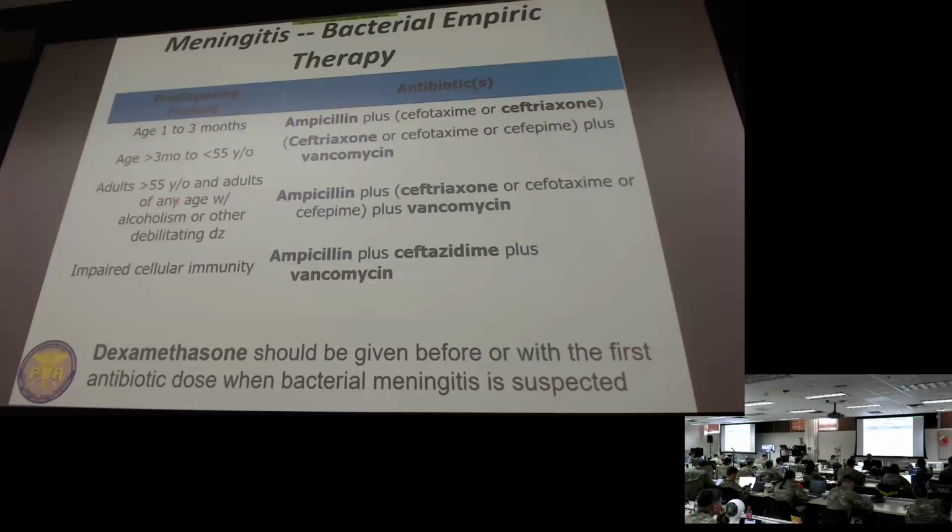Once I start dealing with older people, people with alcoholism, or some other comorbidity, I'm probably going to add that ampicillin back on. And then as I start dealing with impaired cellular immunity, ampicillin plus my later generation cephalosporins plus vancomycin. Dexamethasone should be given with that first antibiotic dose.